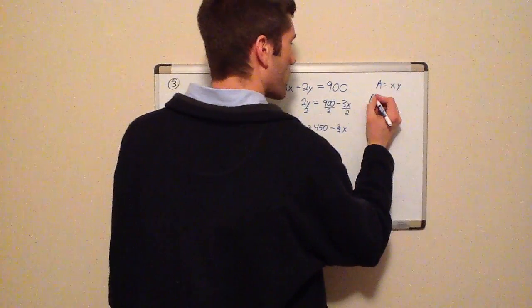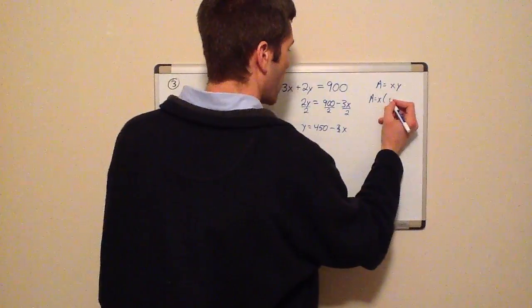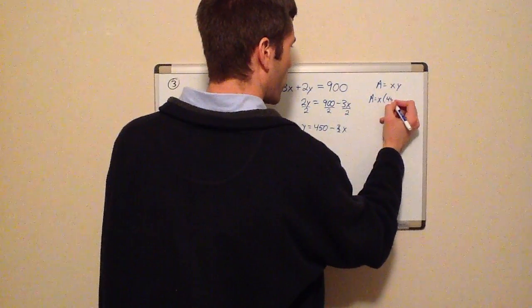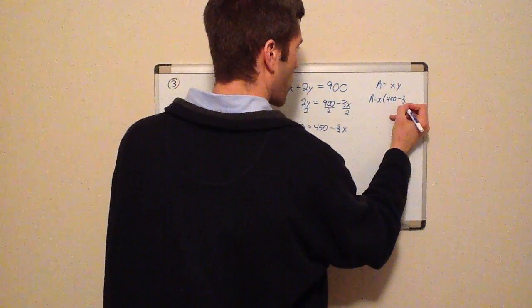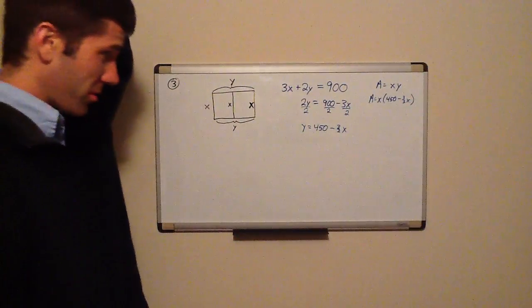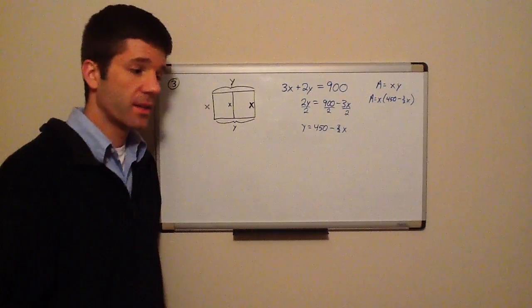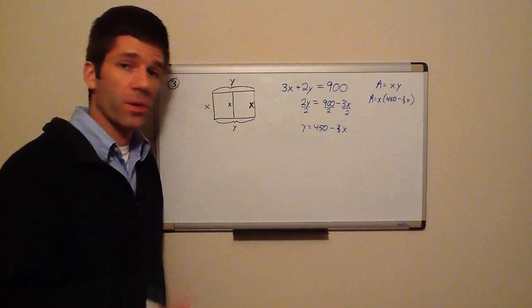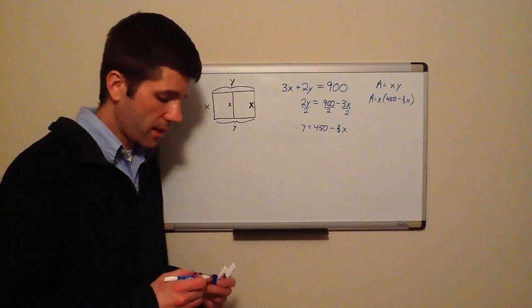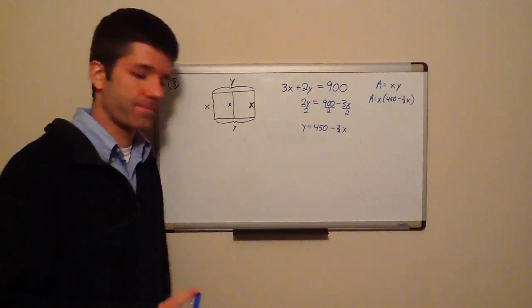So here's what we're going to do. We're going to put A equals x times y. Well, we know what y is now in terms of x. So we have 450 minus 3 halves x. Where in the world are you going with this? Let's just stop right here and ask ourselves, what did the problem say? It said find the maximum area. Maximum.